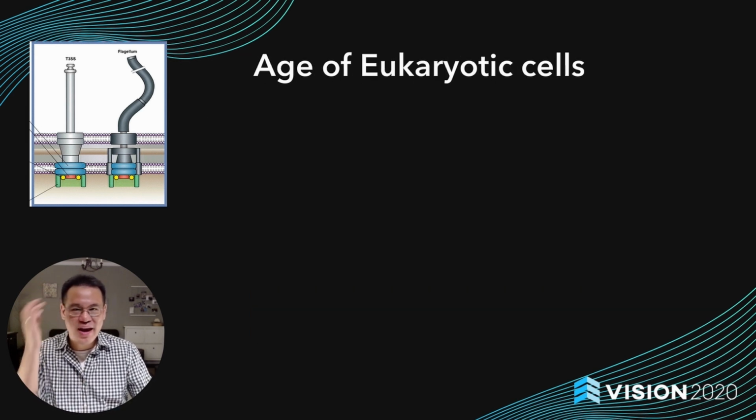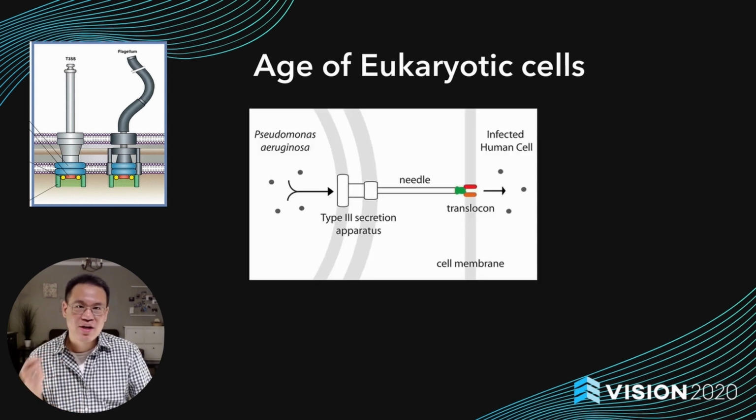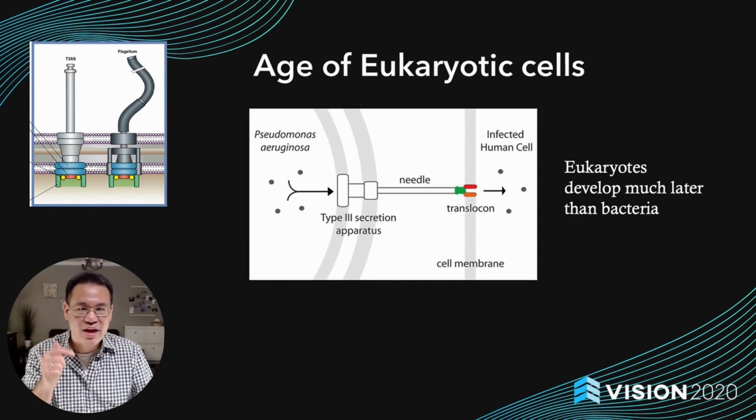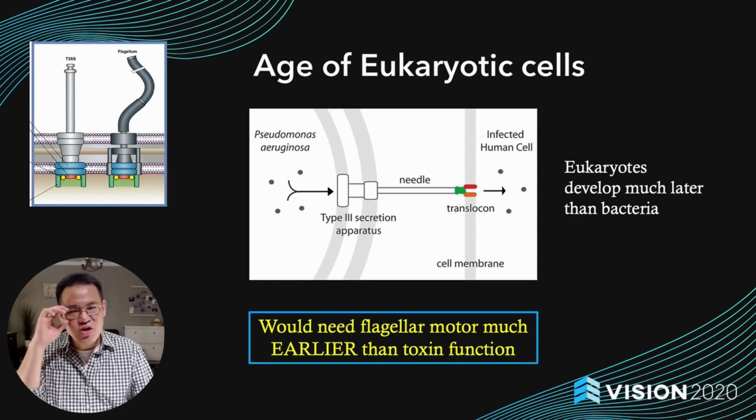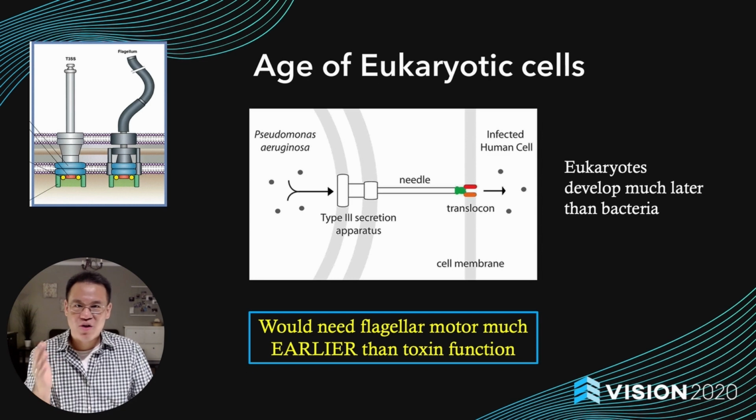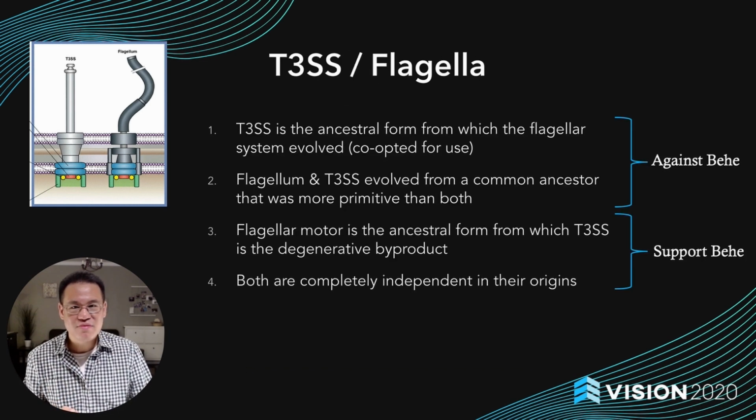And the third thing is something called the age of eukaryotic cells. So we look at T3SS, these are used by bacteria to inject toxins into what? Eukaryotic organisms. These are organisms with a nucleus to digest their contents. When we look evolutionarily, eukaryotes actually come much later in life. And so when you think about function and the selective pressure, you would need a flagellar motor much earlier in evolutionary history than toxin production for these eukaryotes, which come much later in life. And so the flagella conveys a much more basic function. These evidences count against hypothesis number one.